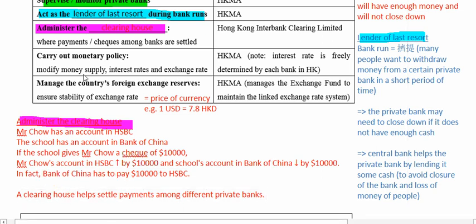In addition, central bank carries monetary policy and manages exchange reserves. These are things we will learn in later chapters. The last function is to maintain the exchange rate. Exchange rate means the price of the currency. For example, in Hong Kong, approximately 7.8 Hong Kong dollar can be exchanged for $1 US.